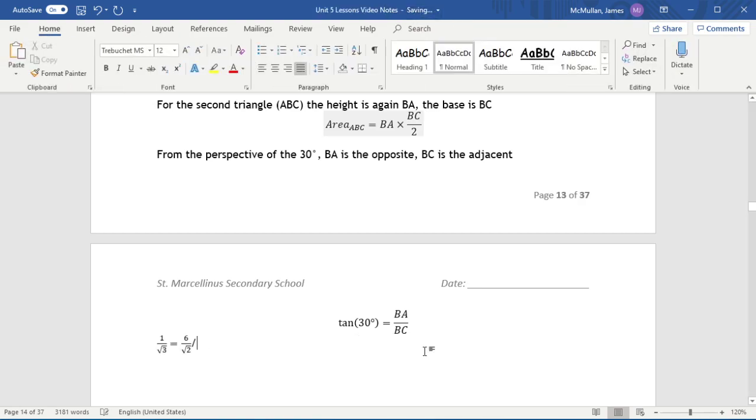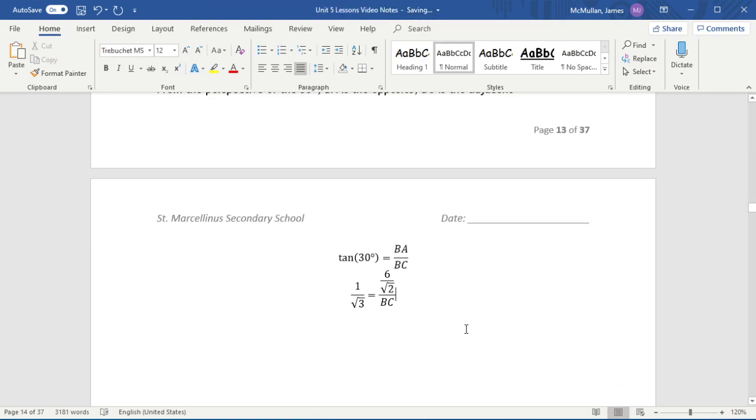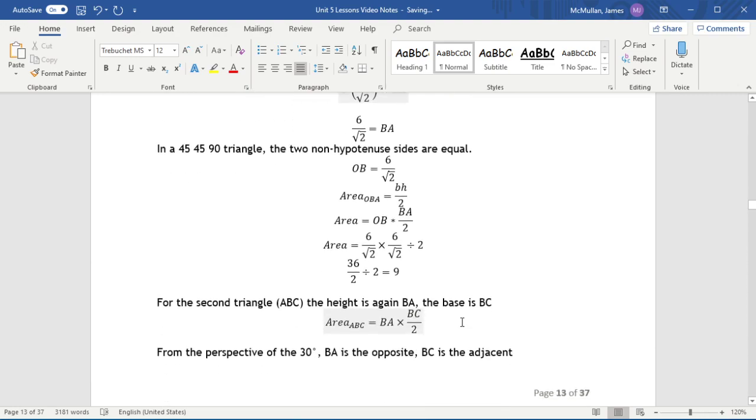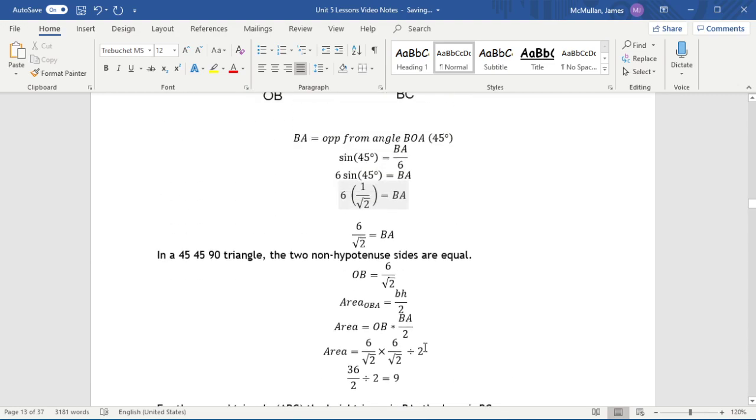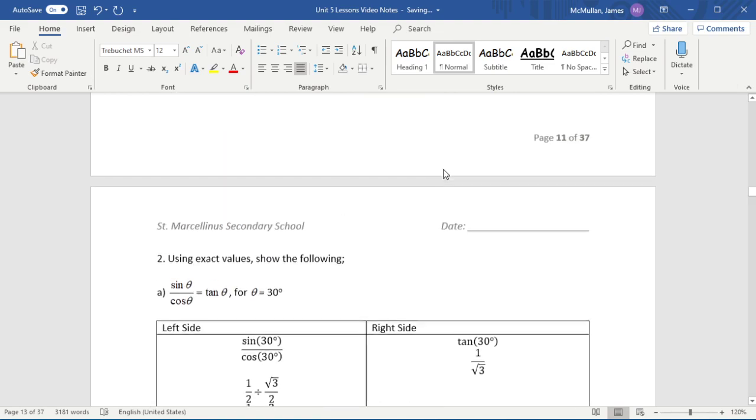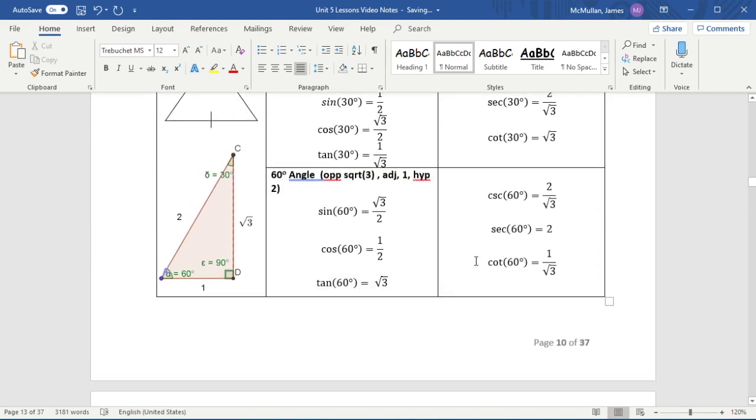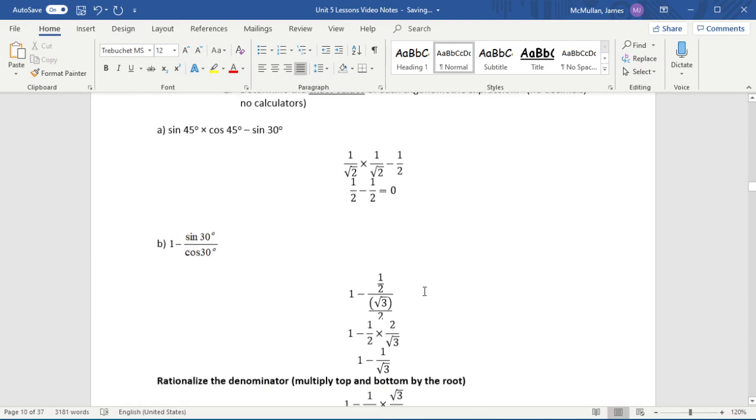And all of this would be divided by BC. Okay, so something like that. Now, just make sure I did this right. Let's go back and double check tan 30, which is 1 over root 3. Yeah, so we're good.